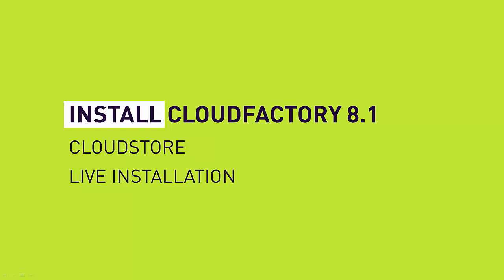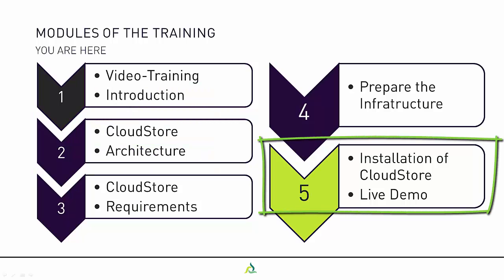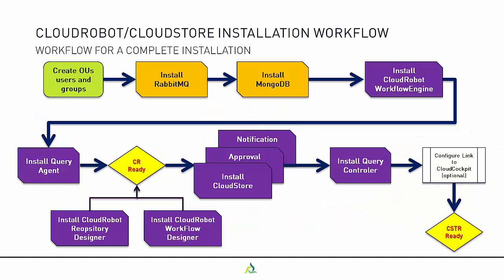And for the final step, as we said, the installation of CloudStore in live demo. Before we do that, let's review the flow. First we need to create the organization units and groups, install RabbitMQ, install MongoDB, and install the workflow engine. When Cloud Robot is completed, we can install CloudStore on the same server or on a different server. We'll do it on a different server. And then finally configure the link between CloudCockpit and CloudStore. That will complete the installation process.